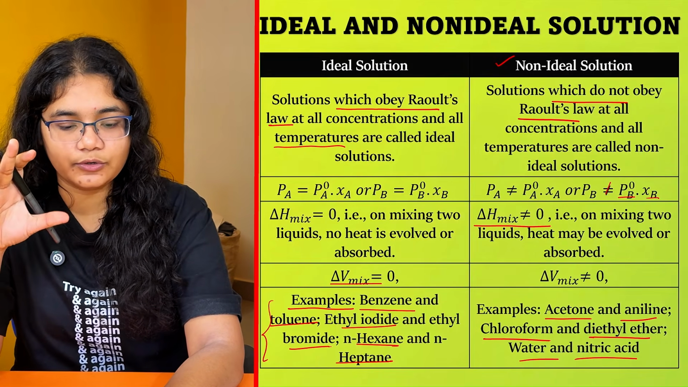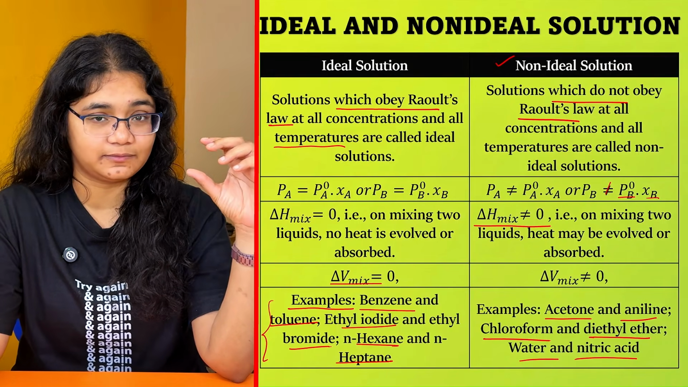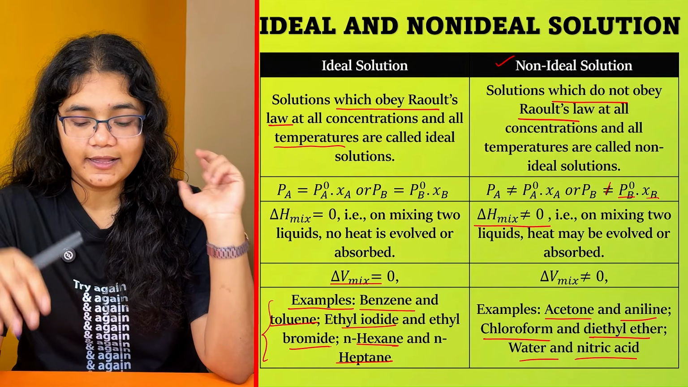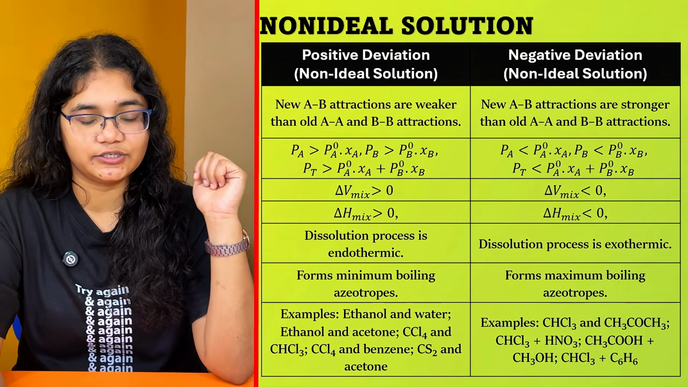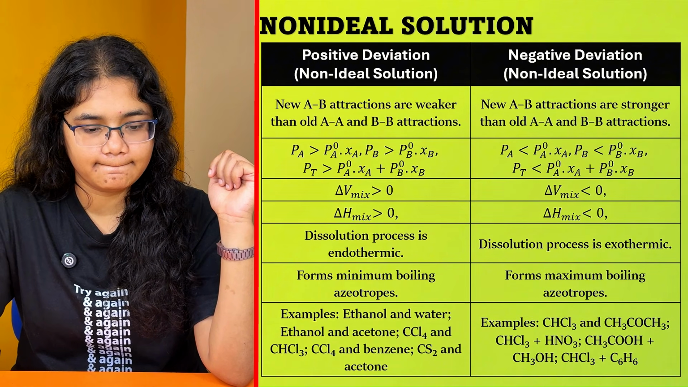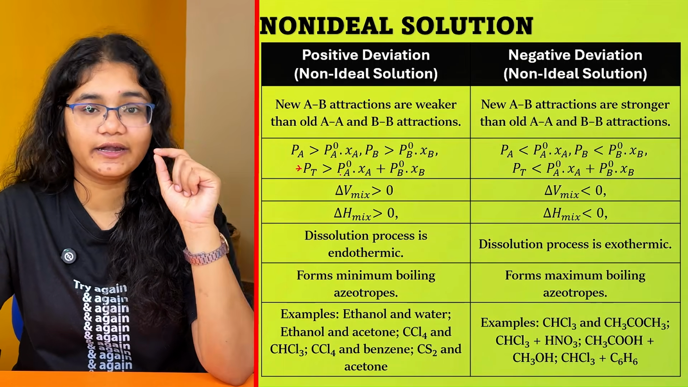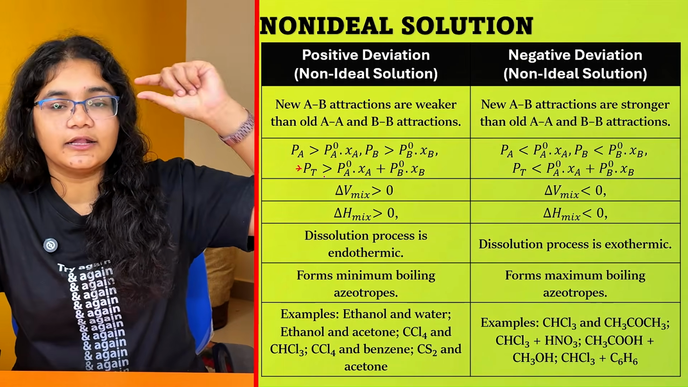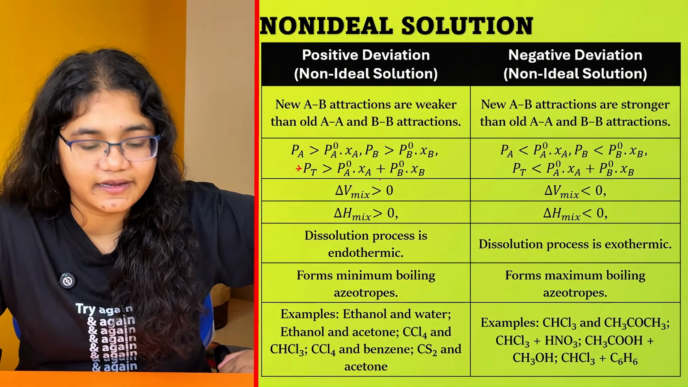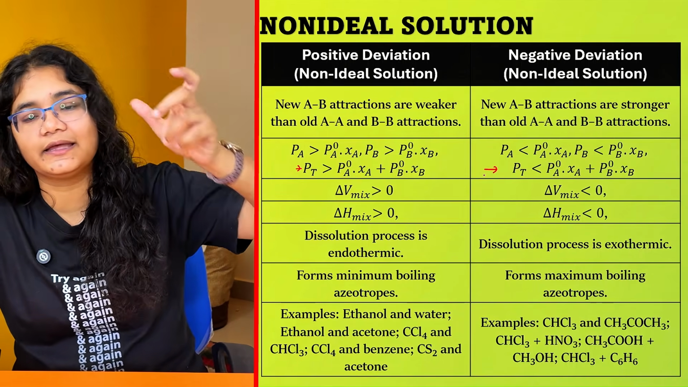As I told you, the total pressure is not equal to P naught A XA plus P naught B XB. If it is not equal, it can be either higher or lower than the calculated total, and that is where we get positive and negative deviation. If the total pressure you are measuring is more than the calculated value using Raoult's law, then that is a positive deviation. In a negative deviation, the total pressure will be less than the calculated value.